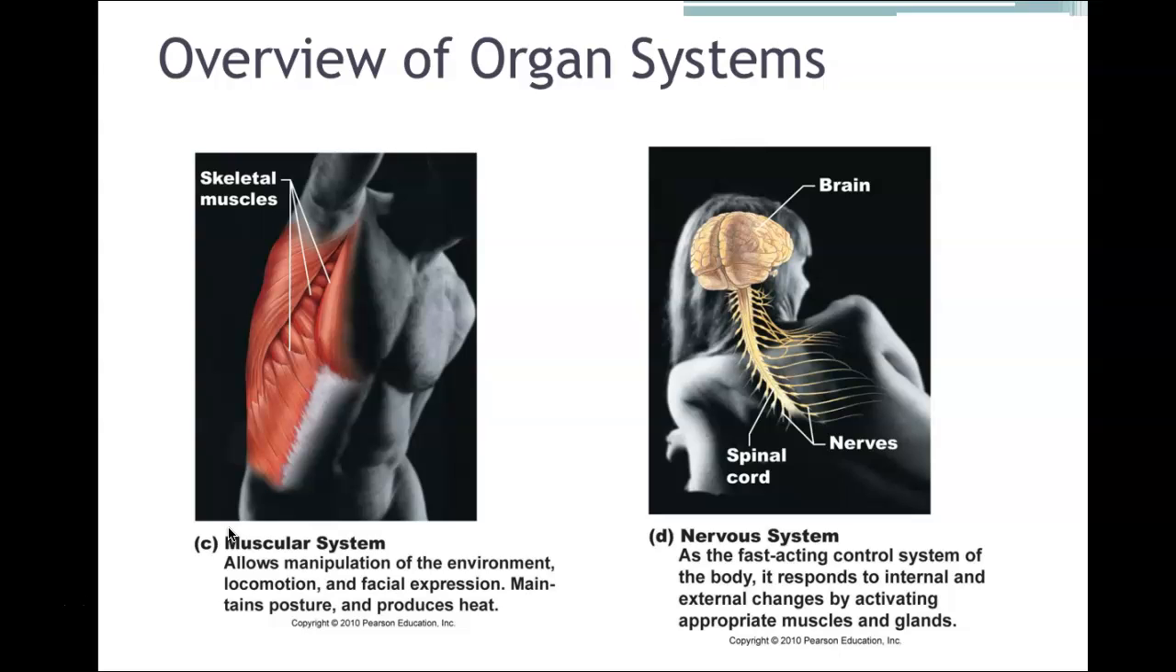All right, the muscular system maintains posture. What some students find surprising is that the muscular system is involved in producing heat for the body. So that's one of those ones that's kind of interesting, I think. And it allows manipulation of the environment and is also part of movement. So that's muscular system. Nervous system involves the brain, the spinal cord, and the nerves.